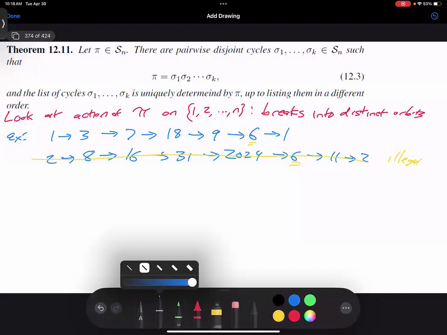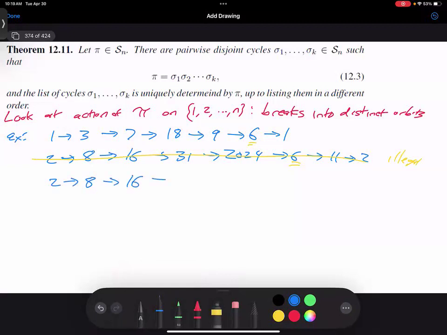What I could do is I could have 2 goes to 8, goes to 16, goes to 31, goes to 20, 24, goes to 11, goes to 2. That would be okay. What's the next number I should look at? Yes, and so what's the smallest number that's not on my list? 4. And so maybe 4 goes to 4.